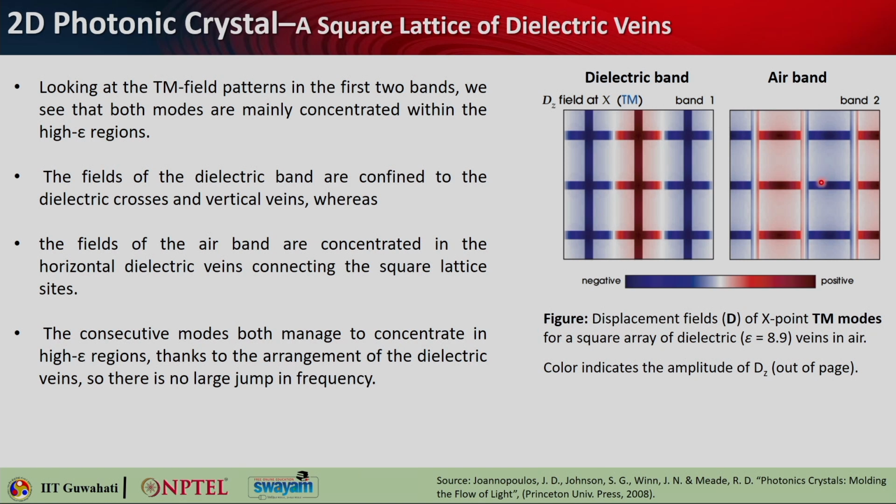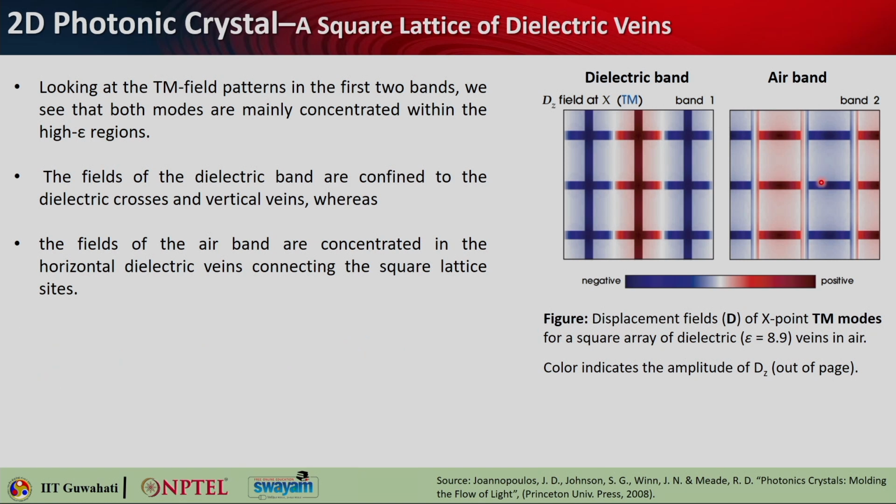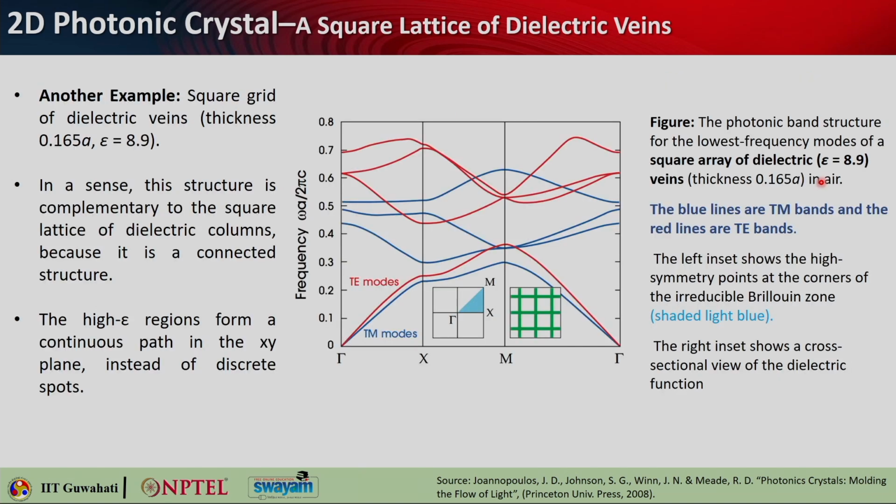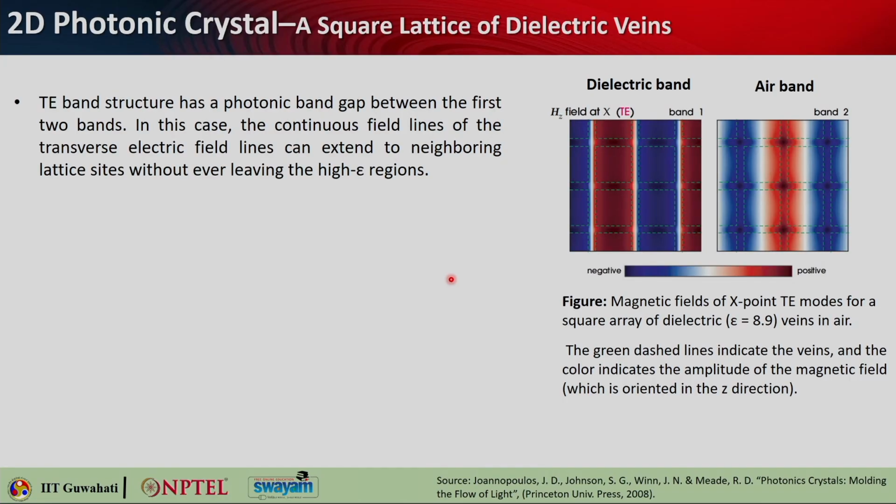So, there is no discrete jump, and that is why you do not see a band gap in this particular case of TM, the blue ones. But if you look into the TE band structure, they have a photonic band gap between the first band and the second band, that is dielectric band and air band. And in this case we will be plotting a jet like before.